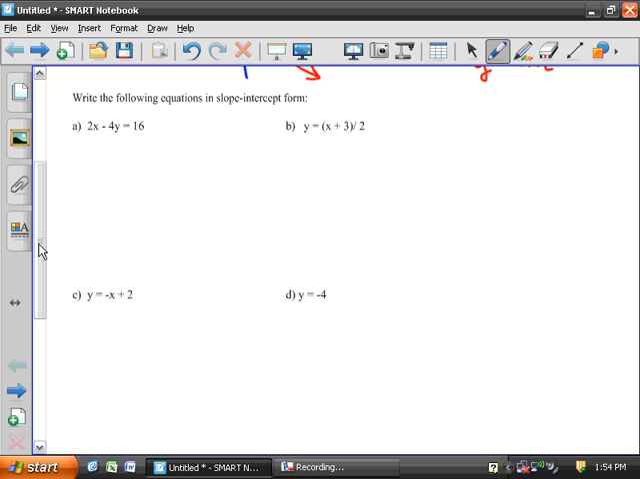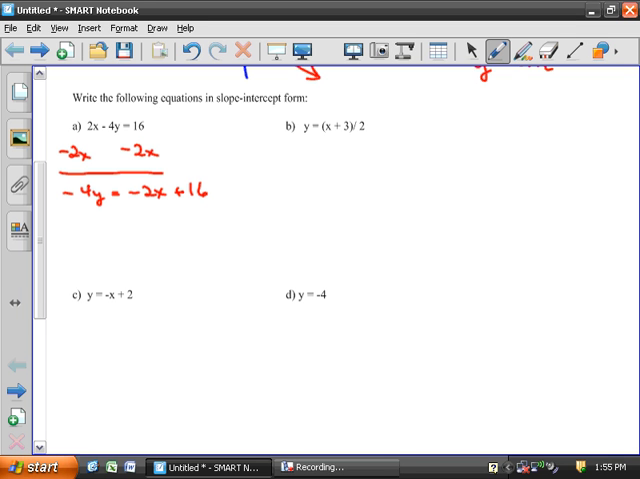So let me show you what we do when we're asked to write equations in slope-intercept form. The directions say write the following equation in slope-intercept form. And what that means is you want to get y alone. You want to have this equation in the form y equals mx plus b. So if I'm looking at 2x minus 4y equals 16, and my objective is to get y alone, the first thing I'm going to do is subtract 2x from both sides of the equal sign. So I'll subtract 2x here, and I'll subtract 2x here. And once I do, I'm left with negative 4y equals negative 2x plus 16.